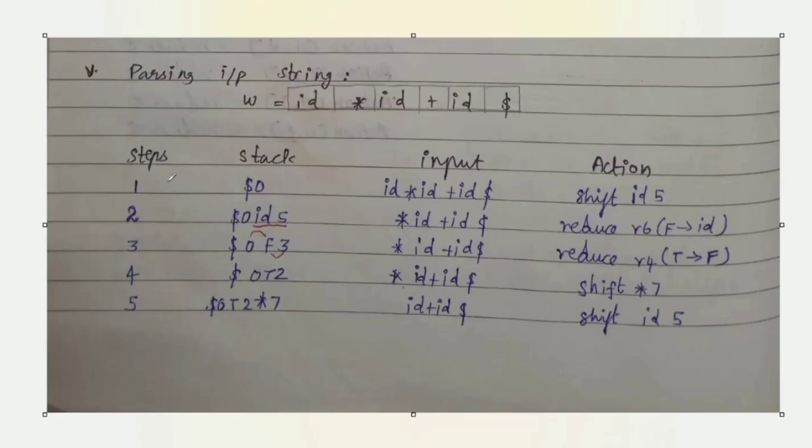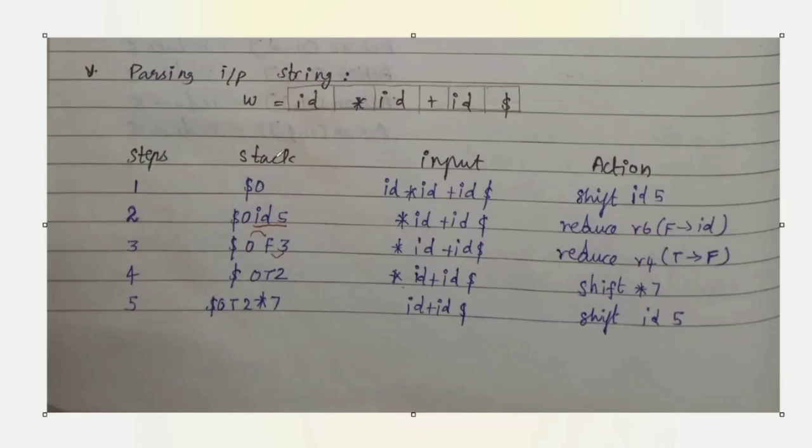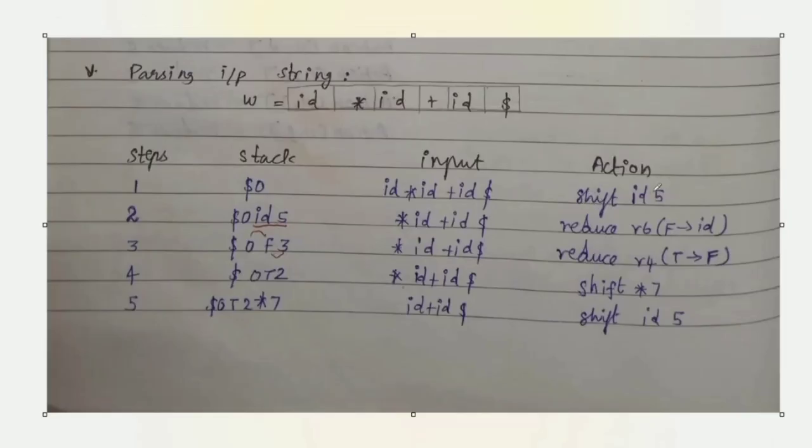In the first step, the stack symbol always starts with a dollar symbol. The canonical collection of LR0 items starts with item number 0, so consider dollar followed by 0 in the stack. Input symbols: ID star ID plus ID, end marker dollar. Then compare 0 ID. In the given parsing table, 0 ID is shift 5. Write shift 5. Then the stack becomes $0 ID 5, and the remaining input symbols are star ID plus ID dollar.